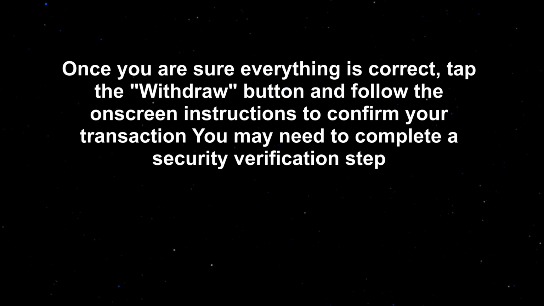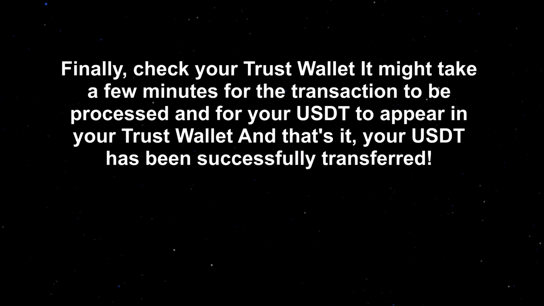Once you are sure everything is correct, tap the Withdraw button and follow the on-screen instructions to confirm your transaction. You may need to complete a security verification step. Finally, check your Trust Wallet. It might take a few minutes for the transaction to be processed and for your USDT to appear in your Trust Wallet, and that's it. Your USDT has been successfully transferred.